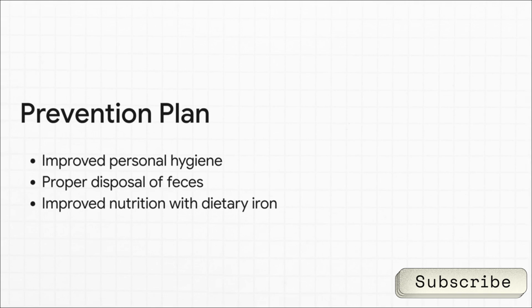So how do we stop this from happening in the first place? Well, since it's a soil-transmitted bug spread by the fecal-oral route, it all comes down to sanitation and hygiene. We're talking about things like better personal hygiene, hand washing is huge, properly disposing of human feces so it doesn't contaminate the soil, and improving nutrition, especially getting enough iron to fight off that anemia.